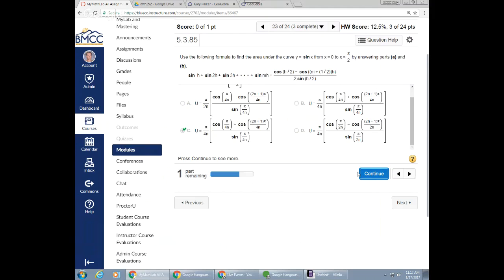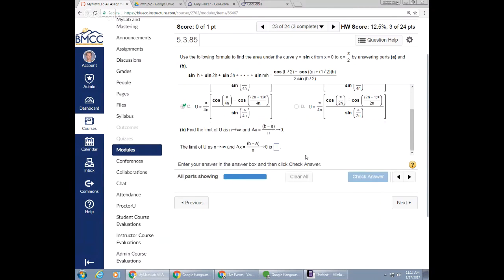Interesting. Okay, and they want us to do anything else. Ooh, they want us to take the limit as n goes to infinity, so delta x goes to 0. Let's see what we get.